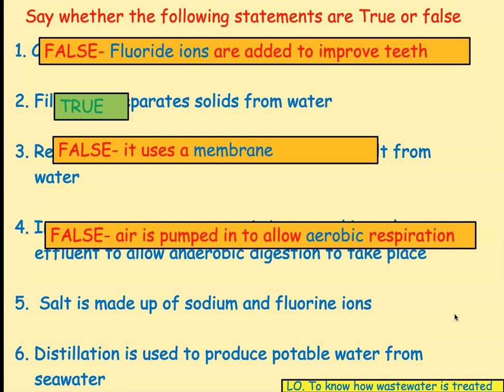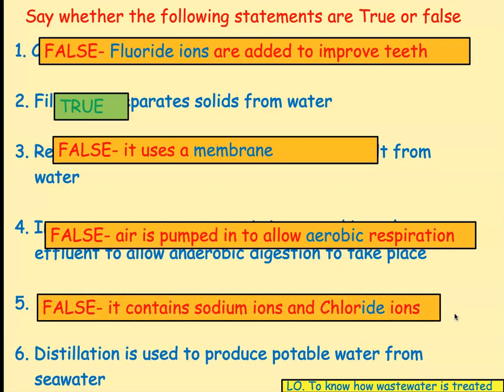Salt is made of sodium and fluorine ions. Well, there's two things wrong with that. It's false because it's sodium and chloride ions. Distillation is used to produce potable water from seawater. That is true.